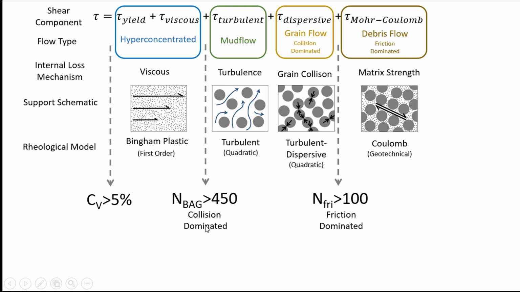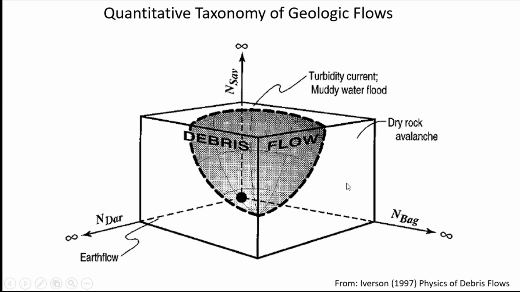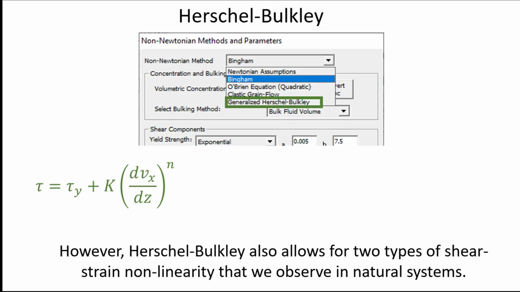And so the Bagnold number of greater than 450, and these numbers come right from Richard Iverson, the debris flow specialist of the last 20 years. And then the friction number, if it's greater than 100, you're in the Coulomb zone. And this is Iverson's plot where he actually plots the zone of debris flow on those numbers, which is now getting much more defensible and quantitative. So then there's one more equation I have to tell you about, and that is the generalized Herschel-Bulkley equation.